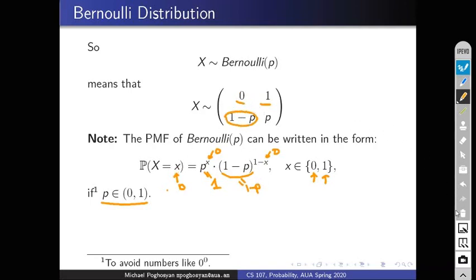If I plug in x as 1, I will have 1 here and 1 here. I will have p to the 1, which gives p, and 1 minus p to the power 0, which gives 1. So this will give p. And if x is 1, then this is p. So this functional form of that PMF you will use in statistics.